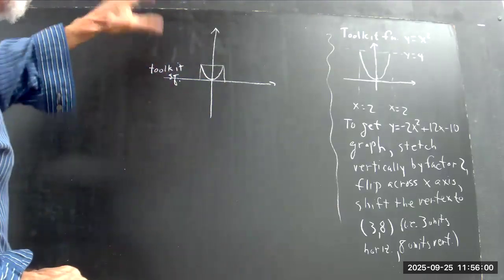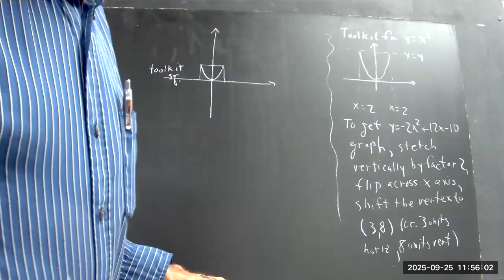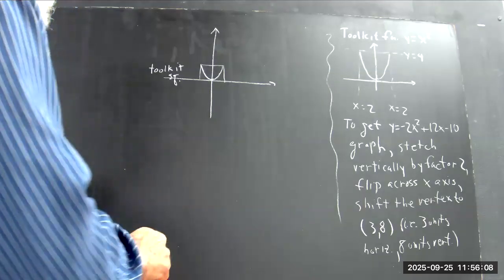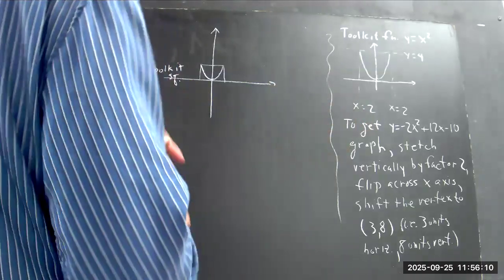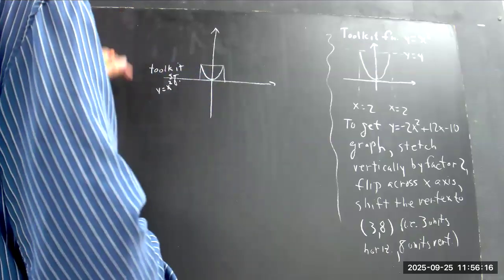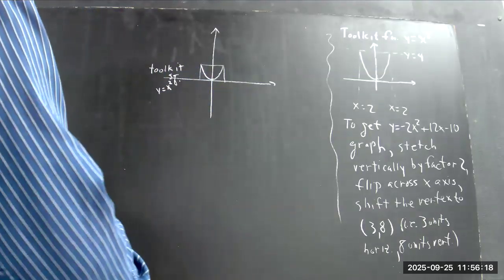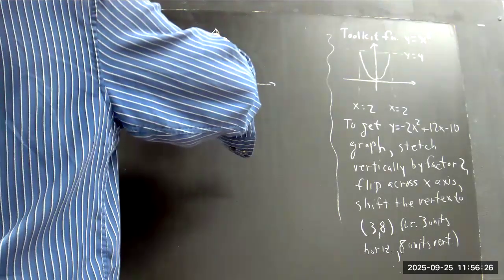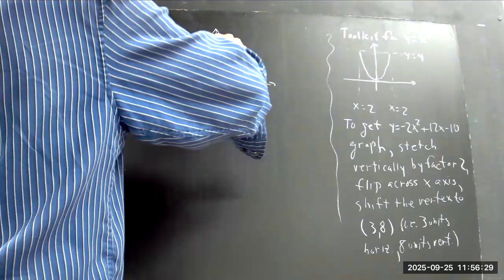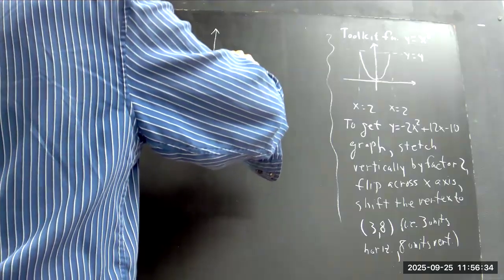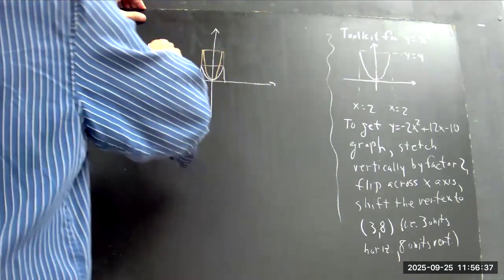That's toolkit. I've abbreviated square because I didn't want to write quadratic. What do we do with that? This would be y equals x squared. We stretch it vertically by factor 2, which means that we make this rectangle twice as high, and we sketch a parabola inside that rectangle.